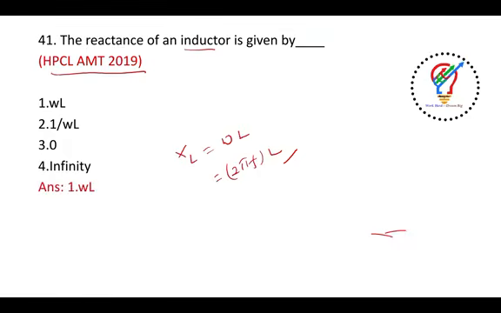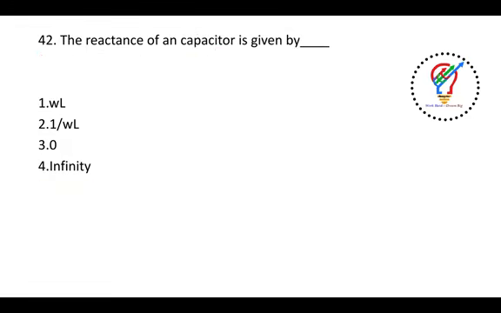Okay. Next question. The reactance of the capacitor is given by. So XC is equal to 1 by omega into C. So the question is wrong here, omega into C. XC is nothing but 1 by omega into C, where omega is nothing but 2 pi F. So for the 42nd question, the answer will be 2.